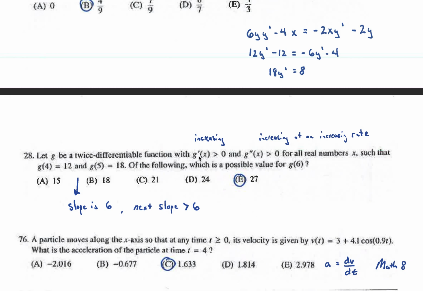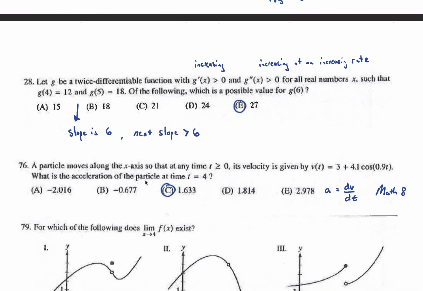Okay, so we have all this. We know g prime is positive, which means g is increasing. G double prime is positive, meaning it's increasing at an increasing rate. Okay, so I got a point (4, 12) and (5, 18). That's got a slope of 6. So then if I know it's increasing at an increasing rate, going from 5 to 6 has to be bigger than an increase of 6. So it can't be 24, and these are just dumb, right? And for sure it's going to be increasing. So it's got to be 27. It doesn't have to be 27, but 27 is possible.